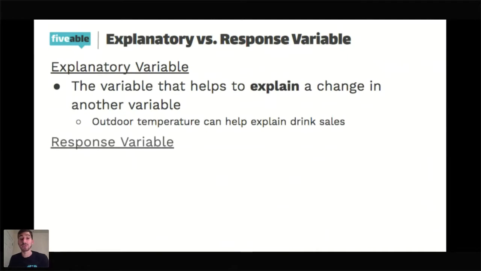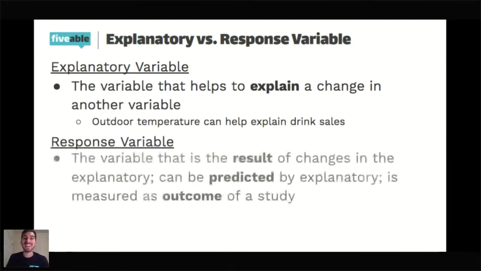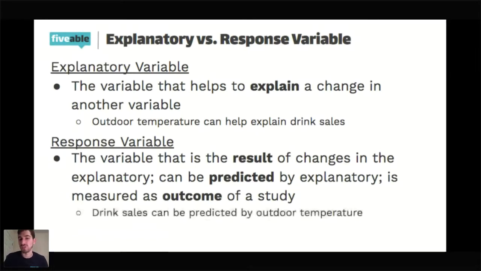And in that case, the drink sales would be the response variable. It's the variable that is the result of changes in the explanatory. It's the thing that we could have predicted by using the explanatory variable, or most commonly, it's measured as the outcome of a study. So if you're reading a situation and you can't tell if there's something that's like being predicted or something that's the result of something else, if you're looking at a description and you notice at the end of 6 weeks, they measure something, that thing is usually the response variable. And so as I mentioned earlier, we could potentially say that drink sales can be predicted by the outdoor temperature.